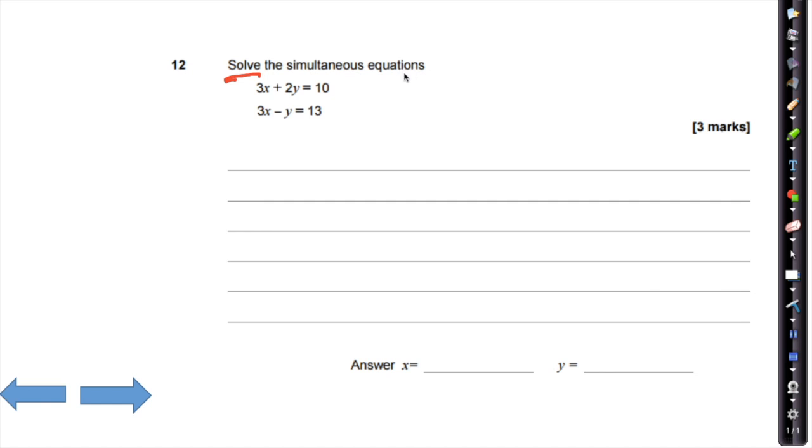And when we eliminate, it means we're trying to get rid of one of the variables. Both of these equations have two variables, x and y. If we try and get rid of either the x's from both equations, or get rid of the y's, we'll be left with only one variable.